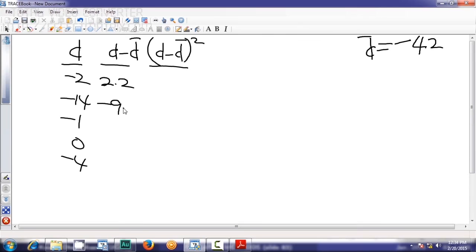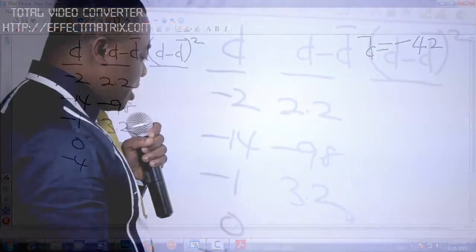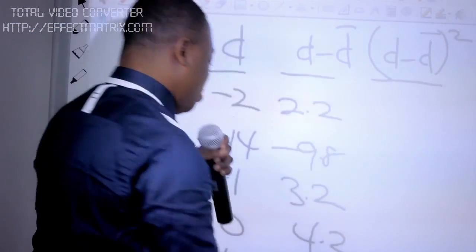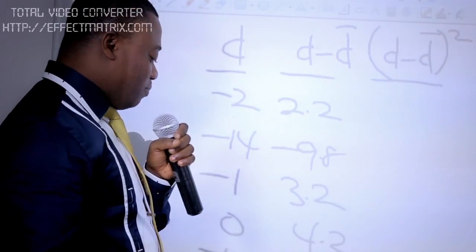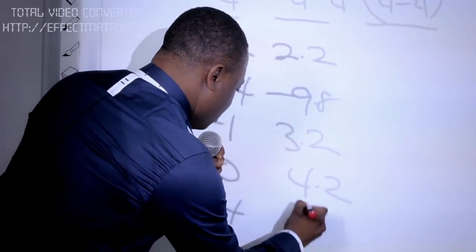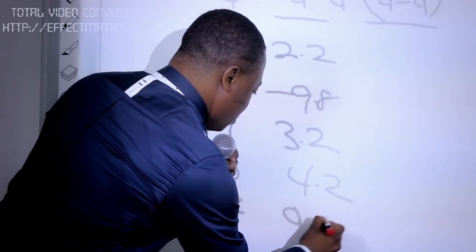Negative 9.8. Excellent. Then you have negative 1 minus 4.2. That is what? 3.2 positive. Then the next one obviously is going to be 4.2 because it's going to be 0 minus 4.2. And then the last one will be what? 0.2.